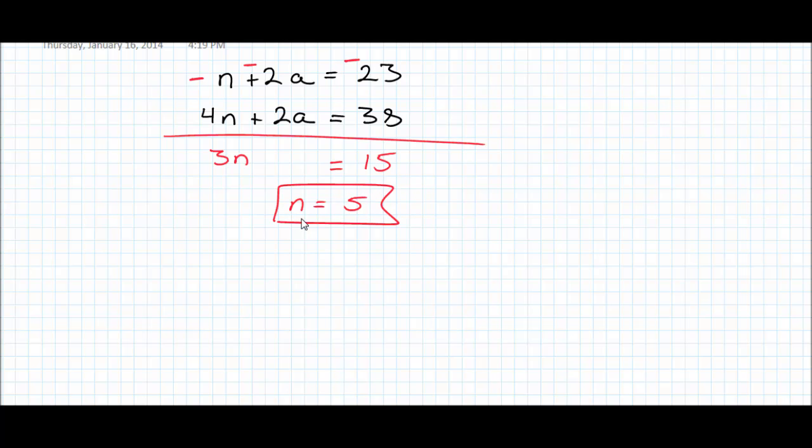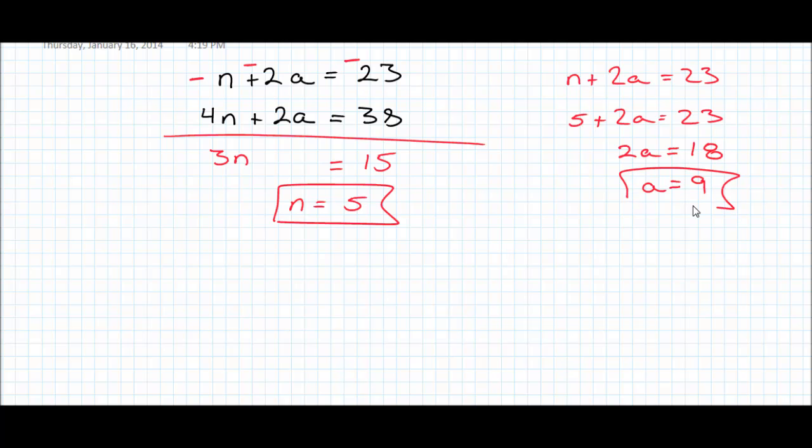So once we get n equal to 5, all we have to do is solve for a. So we had n plus 2a, this is our first equation, equals 23. So n was 5, so 5 plus 2a equals 23. We're going to subtract 5 from each side, so we get 2a equals 18. Divide each side by 2, so a equals 9. So our solution is n equals 5 and a equals 9.